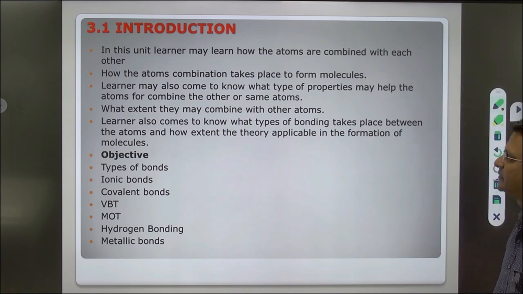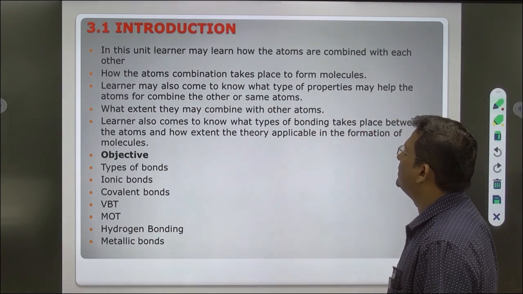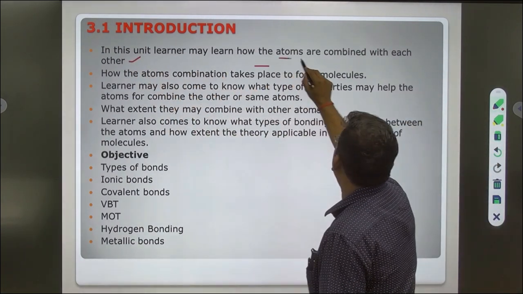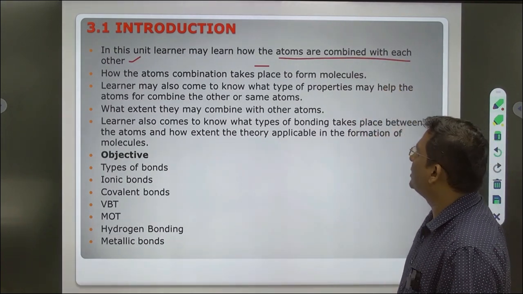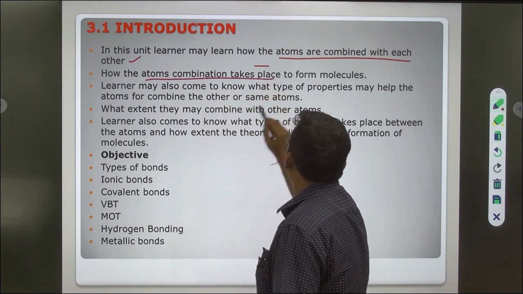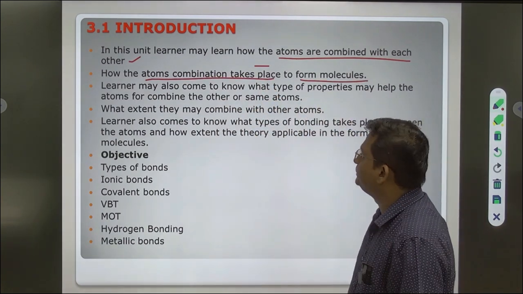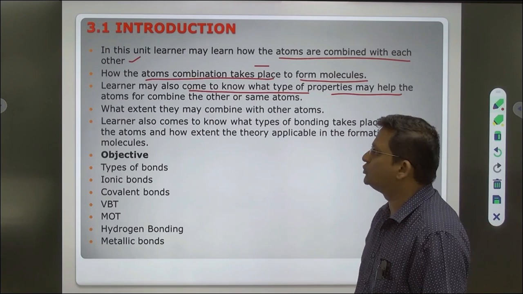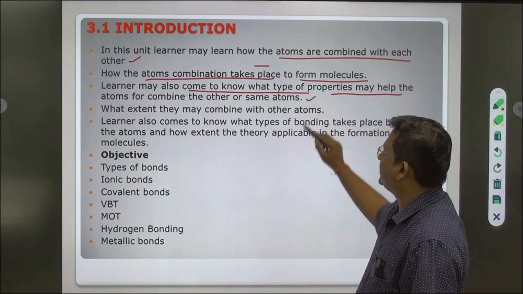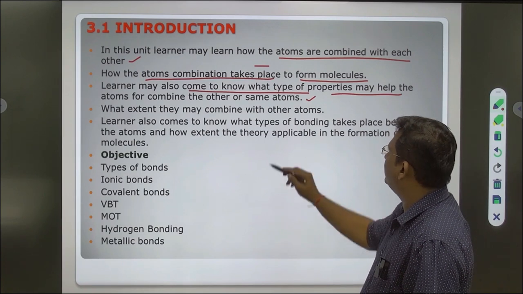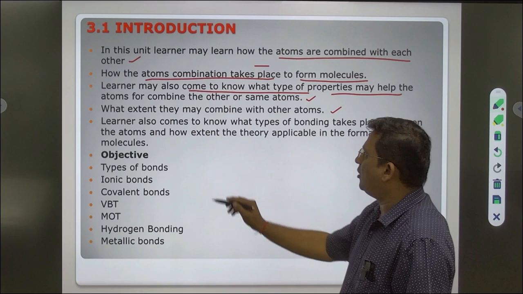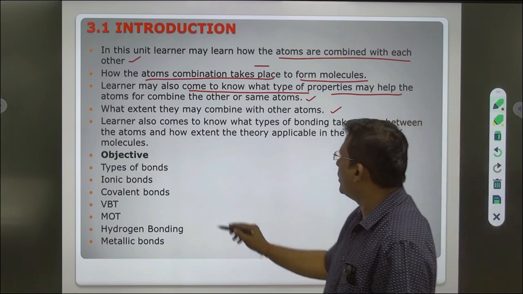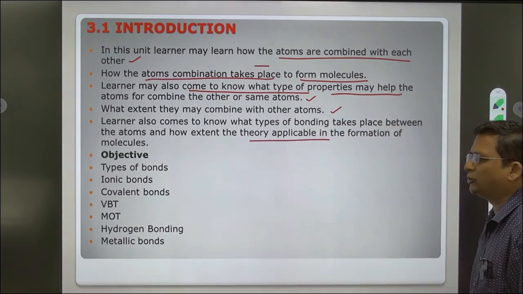Introduction. In this unit, the learner may learn how atoms are combined with each other, how the atom combination takes place to form one molecule. The learner may also come to know what type of properties may help the atoms to combine with other or same atoms, and to what extent they may combine with other atoms. The learner also comes to know what type of bonding takes place between atoms and to what extent the theory is applicable in the formation of molecules.